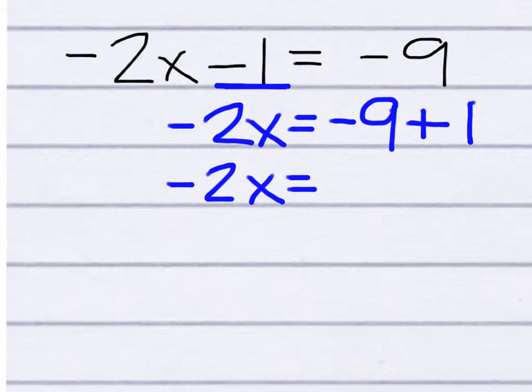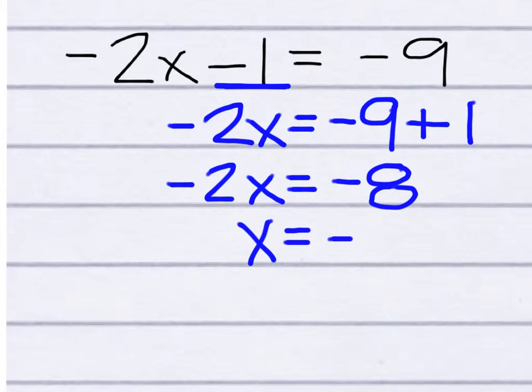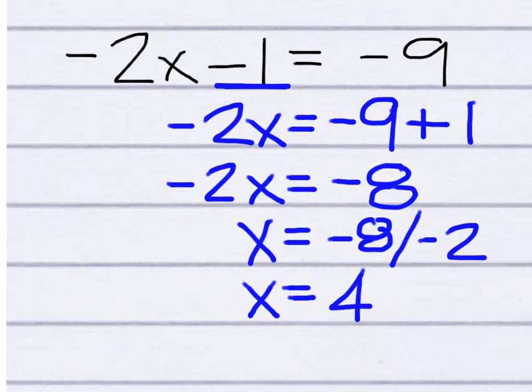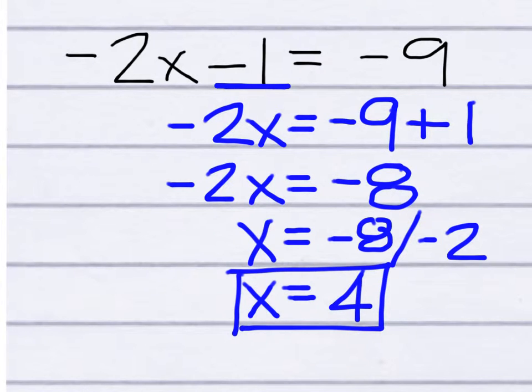Simplify the right side. Negative 9 plus 1 is negative 8. And then divide negative 8 by negative 2 to come up with a positive 4 for the answer.